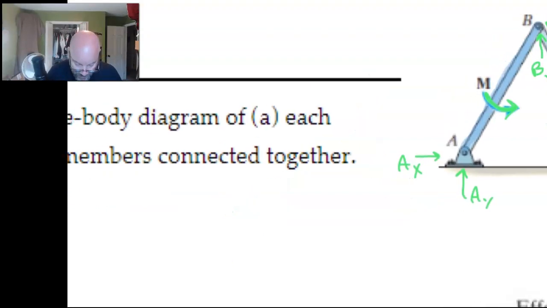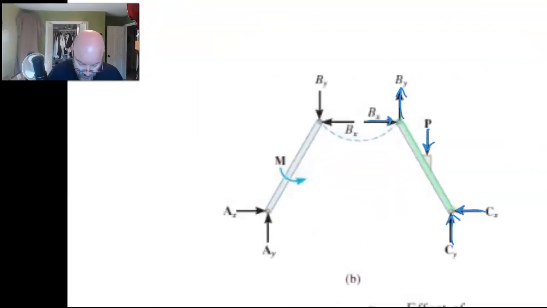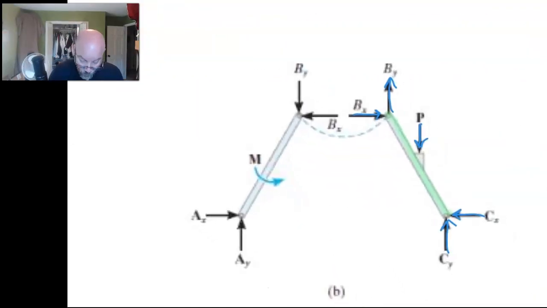So if we go back over here to our individual pictures, you can see what we have to do. Here's my beam. And there's my A. Here's my AY, my AX. Okay, my BX, which is the opposite of BX over here. So that's good. And then BY, we're going to have that go down, because on this side we made it go up.